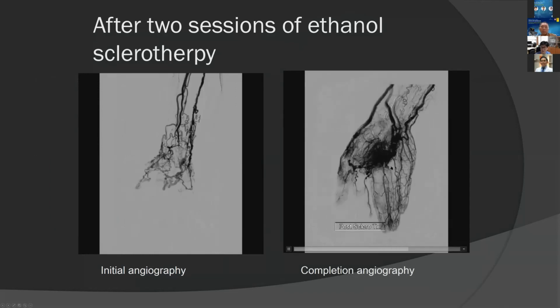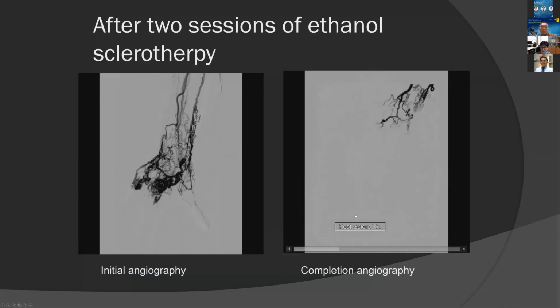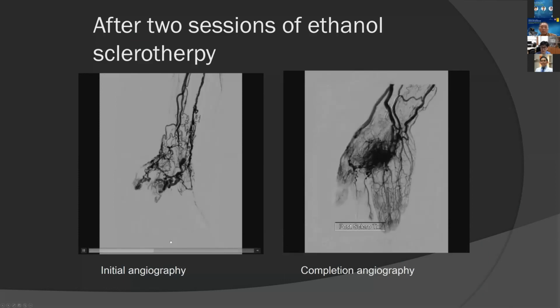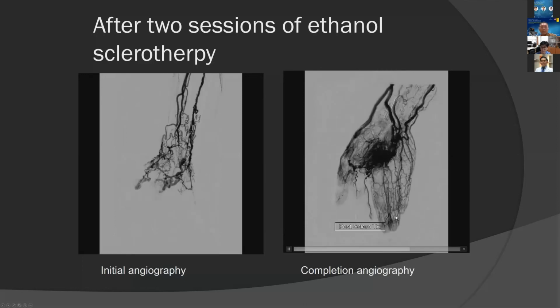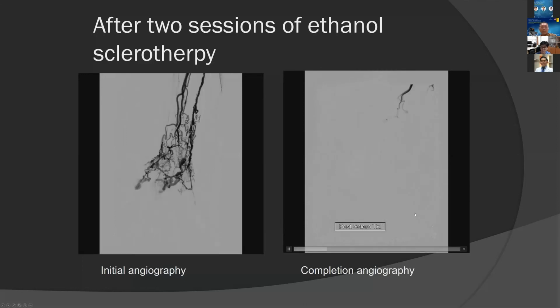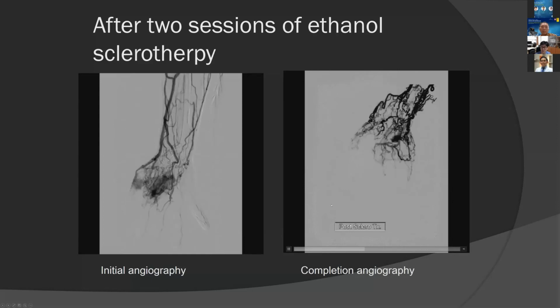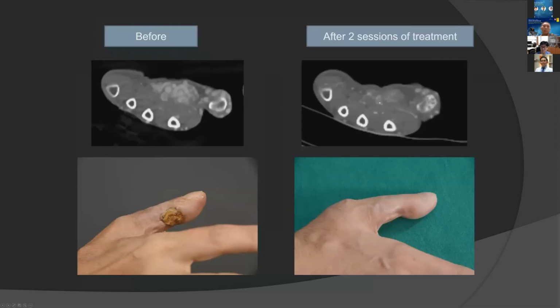You can see the reduced vascular staining, and the steal syndrome of the finger was markedly improved. The perfusion was markedly improved. Also, follow-up CT shows reduced vascular structures, and her uncontrolled ulcer spontaneously healed after 2 sessions of the treatment.